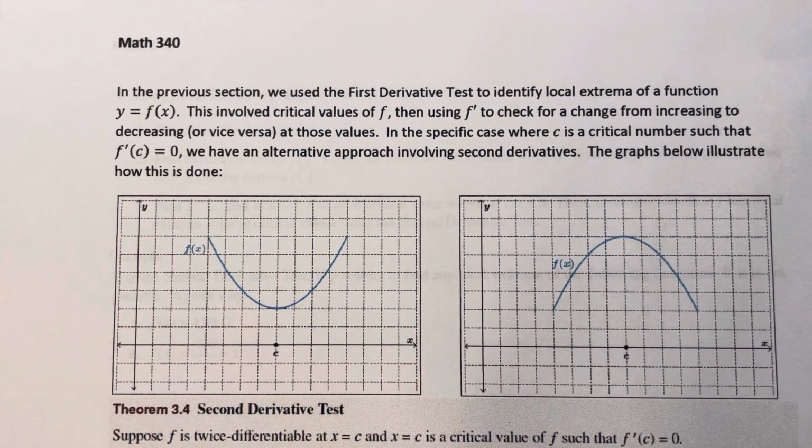All right, so to wrap things up in section 3.2 here, we're going to look at something called the second derivative test. Now, in the previous section, we talked about the first derivative test, and that was a way of using the first derivative to find where a function had a local maximum or a local minimum value. We looked specifically for those things called critical values, which is where f prime was equal to 0, and then we looked for a change from either increasing to decreasing at that value or decreasing to increasing.